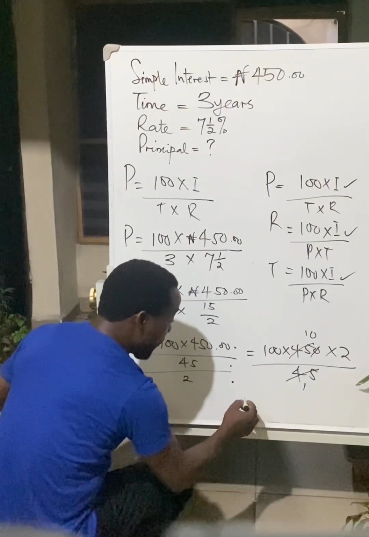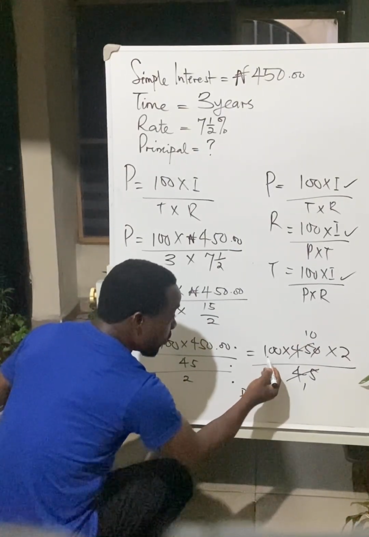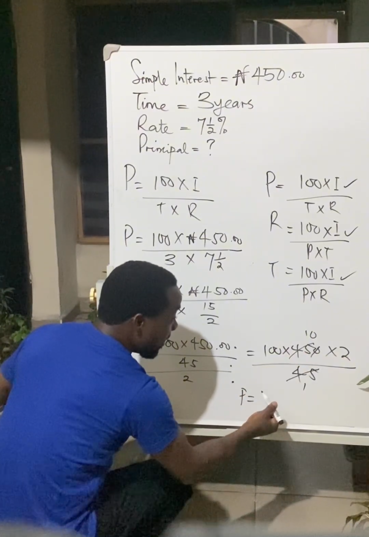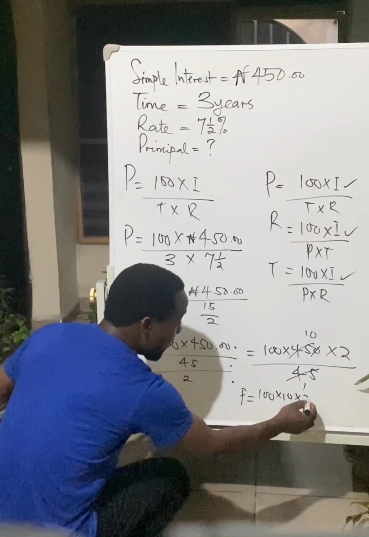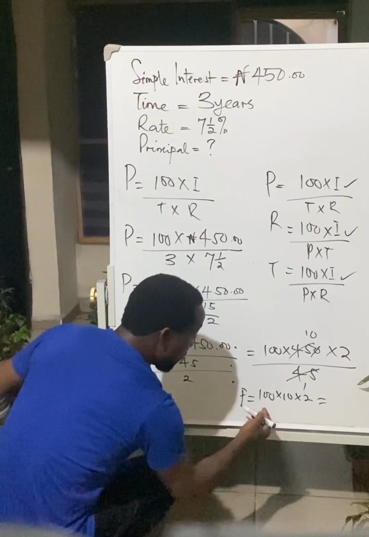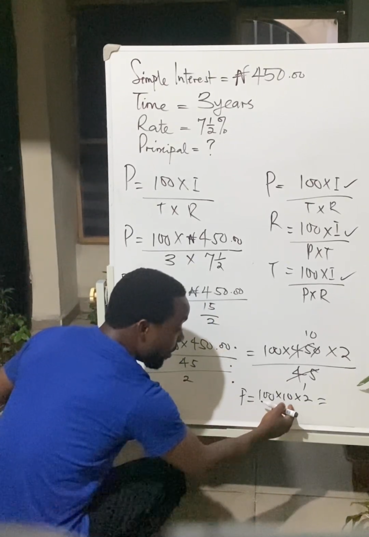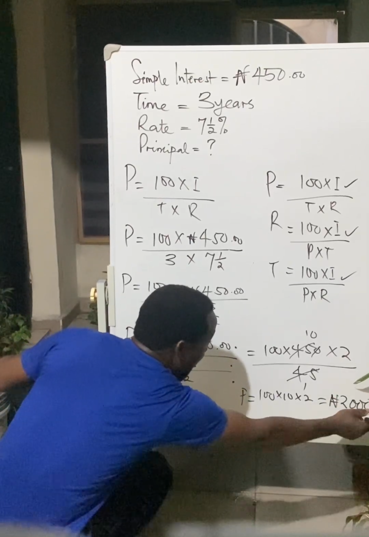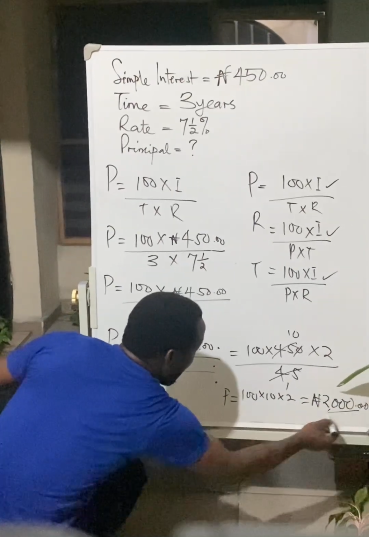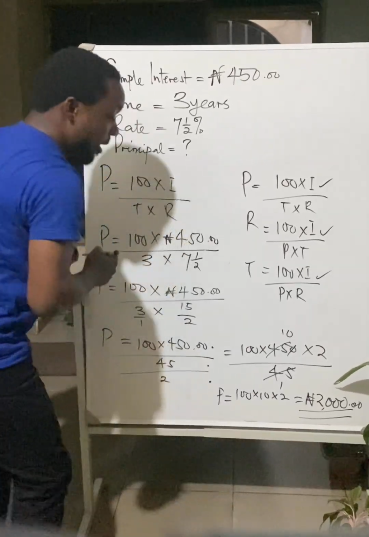So our principal is equal to 100 times 10 times 2, which is equal to 100 times 10 is 1000. 1000 times 2 is 2000 naira. And that is our answer.